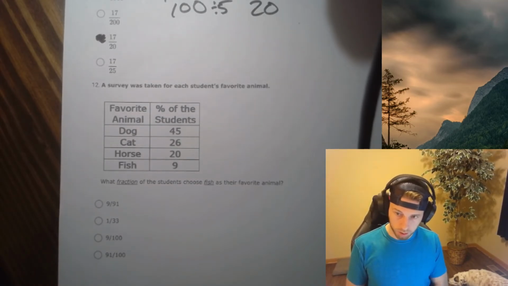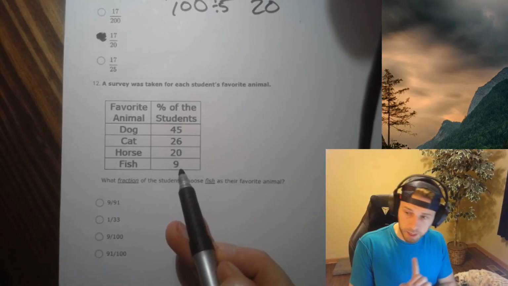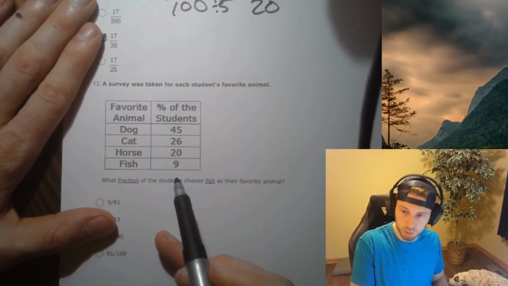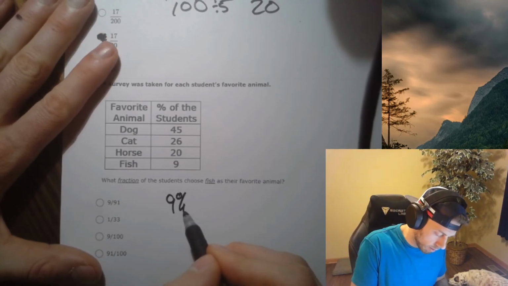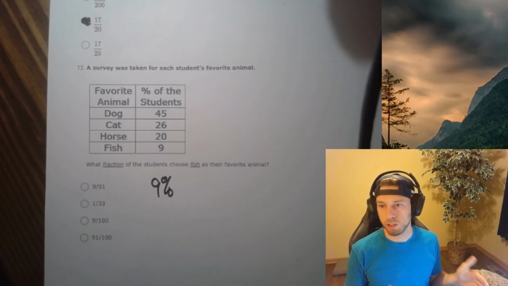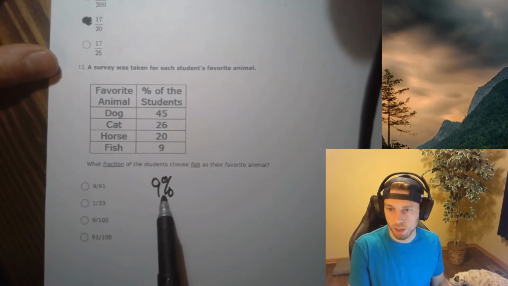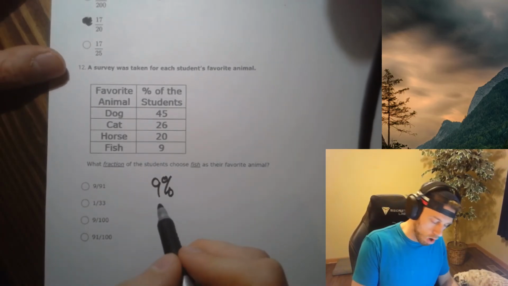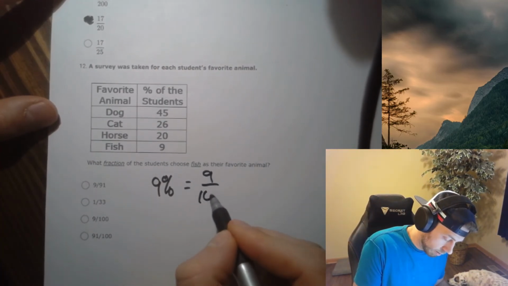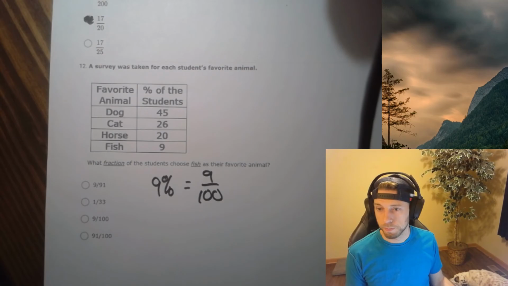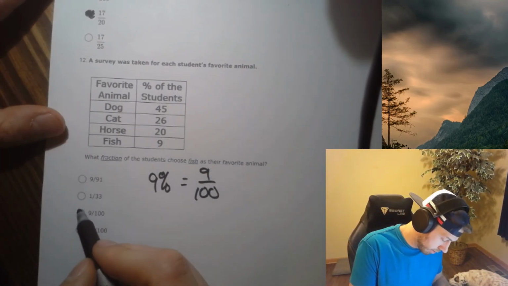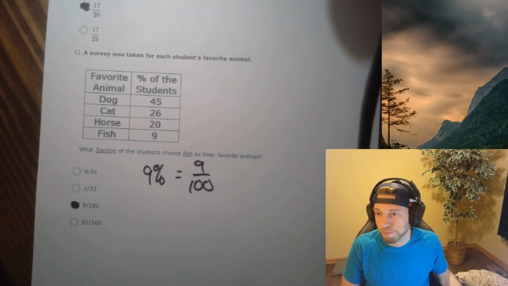So if you look at fish, we see 9. Now some people might take 9 and add it up to all this, but we know this is percent of students. So this is literally 9%. All we have to do is turn 9% into a fraction, right? It says what fraction. So turn 9% into a fraction. All you got to do is, since all percents are out of 100, this is 9 out of 100. And 9 out of 100 is in simplest form. So your answer is 9/100.